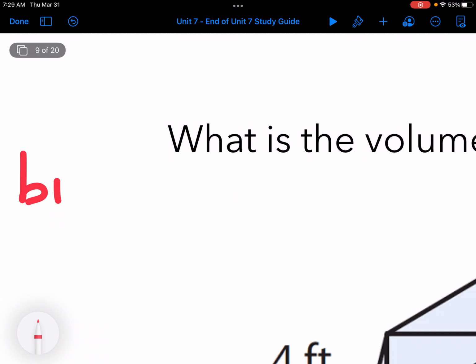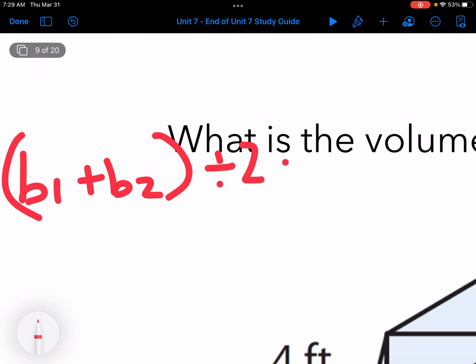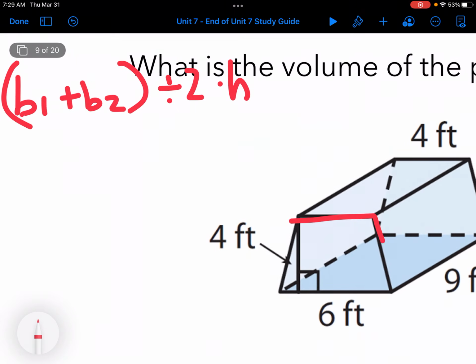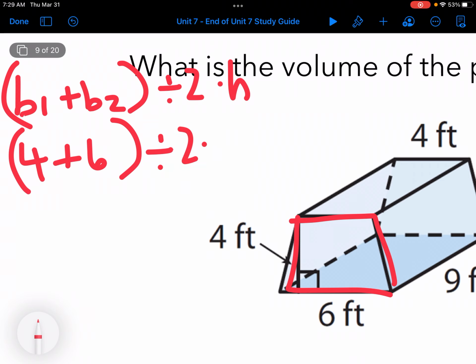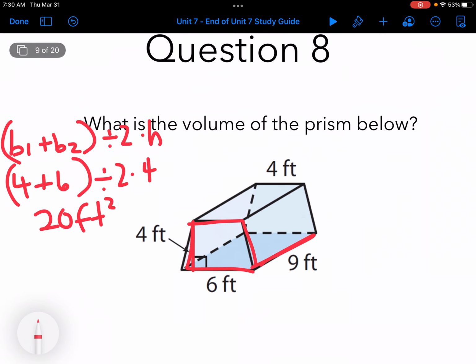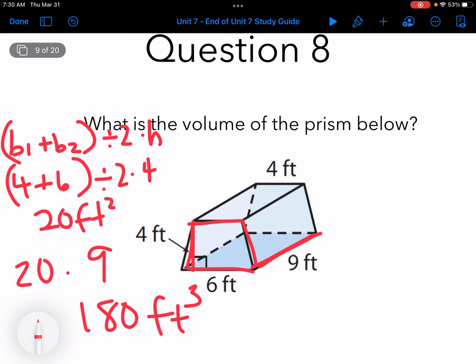So remember, you're doing base 1 plus base 2 in parentheses divided by 2 times the height of just the trapezoid. Okay, so we're doing 4 plus 6 divided by 2 times 4. So that's 10 divided by 2, which would be 5. 5 times 4 is 20. So that's 20 feet squared. Then we're taking that 20 and multiplying it by the overall height of 9. So 20 times 9 is going to give me 180 feet cubed.